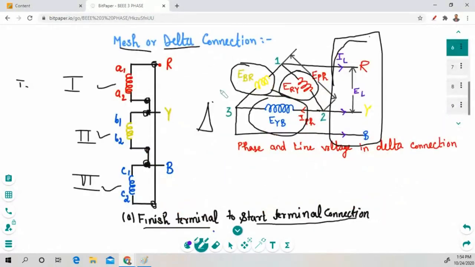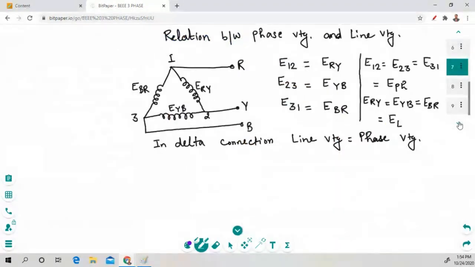In a delta connection, we connect the three windings from the start terminal to the finish terminal, and the voltages generated across the phase windings are called phase voltages, and across the line we get the line voltage. We have also calculated the relation between the phase voltage and the line voltage.